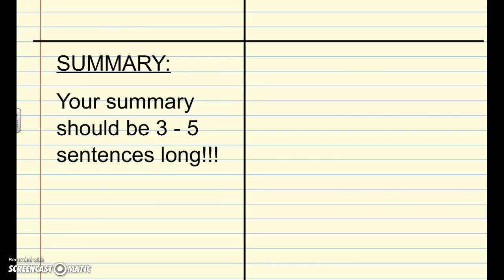Okay, so there's our examples. At this point, you should be able to take a look at a polynomial, recognize that it's a difference of squares, and use what you know about perfect squares to get it factored. So take a couple minutes to write your summary. It should be somewhere between 3 and 5 sentences long.